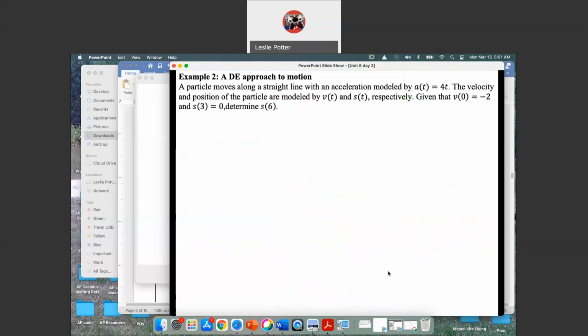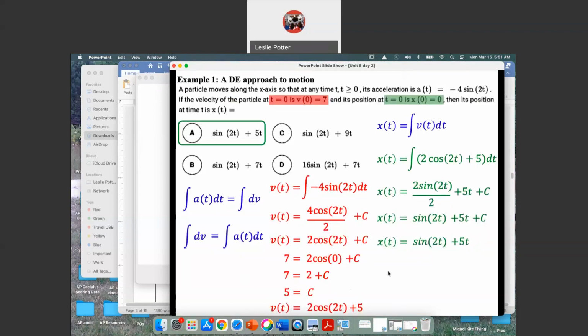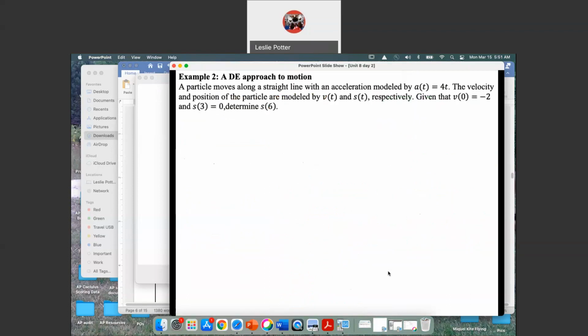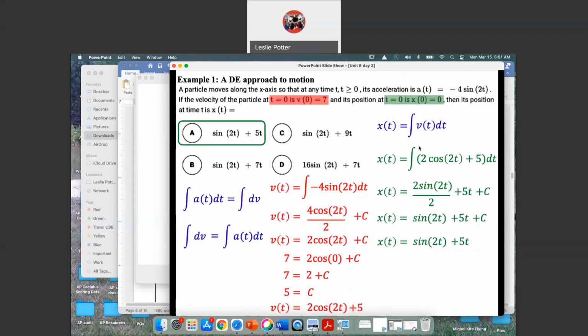Okay, so this was a multiple choice question. This is a free response question, but it's the same question. Particle moves along a straight line. These are really common questions to have you solve in a differential equation sort of style. Right, these are just particular solutions for differential equations. So this is really a Unit 7 question, but it's dealing with motion.